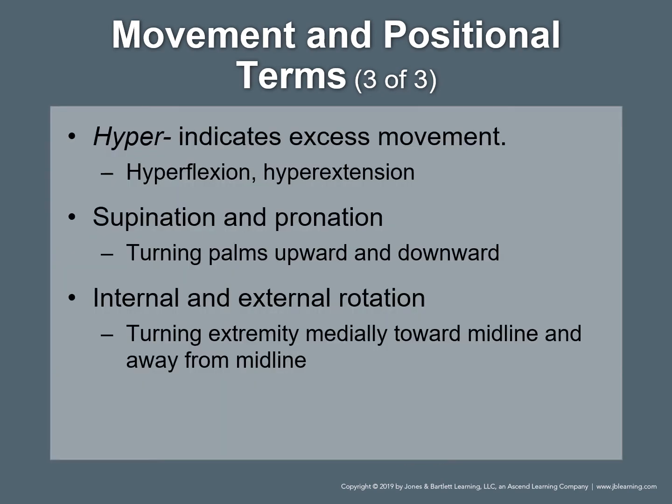Hyper indicates a mechanism of injury or an excessive movement. Hyperflexion refers to a body part that was flexed beyond its normal range of motion. Hyperextension refers to extension of a body part beyond its normal range of motion.